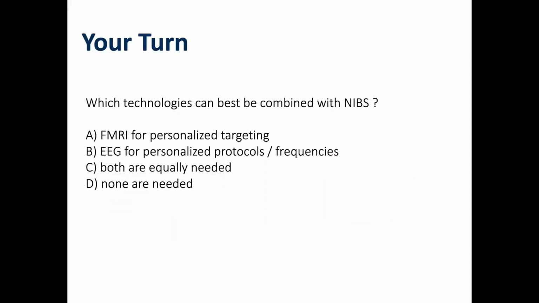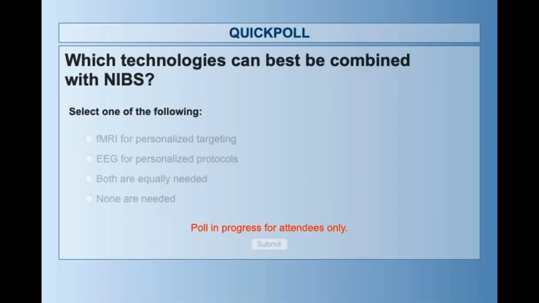And this brings me to my next poll question. I made my point here, but I would like to see how you feel about it. Which technologies can best be combined with non-invasive brain stimulation? Do you think the biggest strength is using fMRI for personalizing the targeting, or EEG for personalizing the protocols, the frequency band, like I showed you? Or you think both are equally needed, or you actually think that none are really needed because there's so many interesting things already done without these sophisticated combinations?